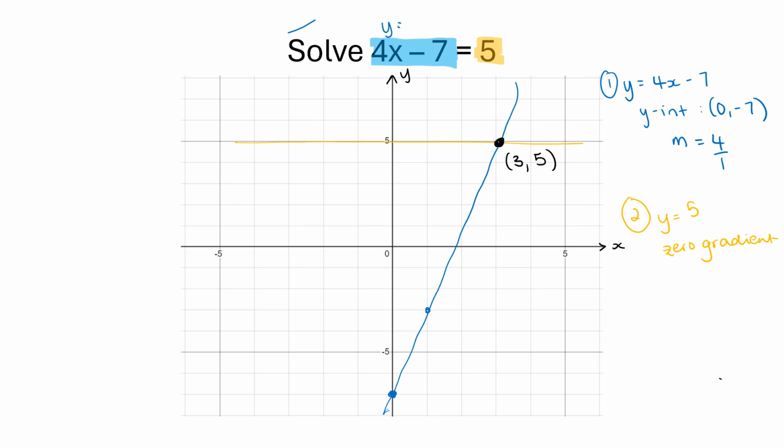Now, if we want to verify that, we do just sub that into our equation, and if I sub in x equals 3, I should end up with this being correct, which we know that 12 minus 7 is 5. So we know that that is correct, and that is where they're going to intersect.